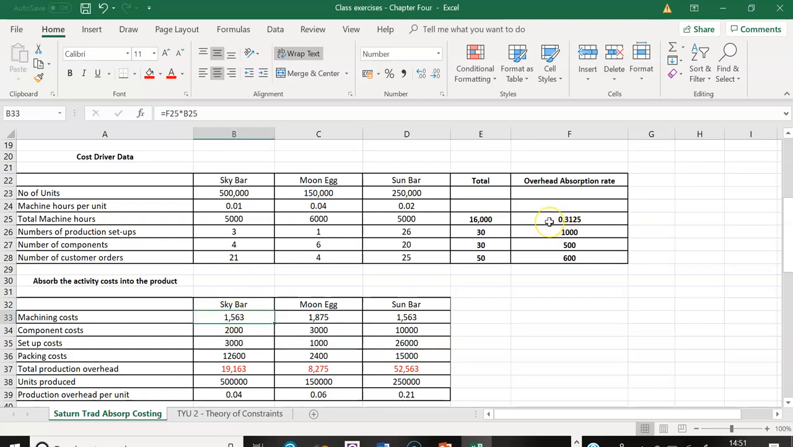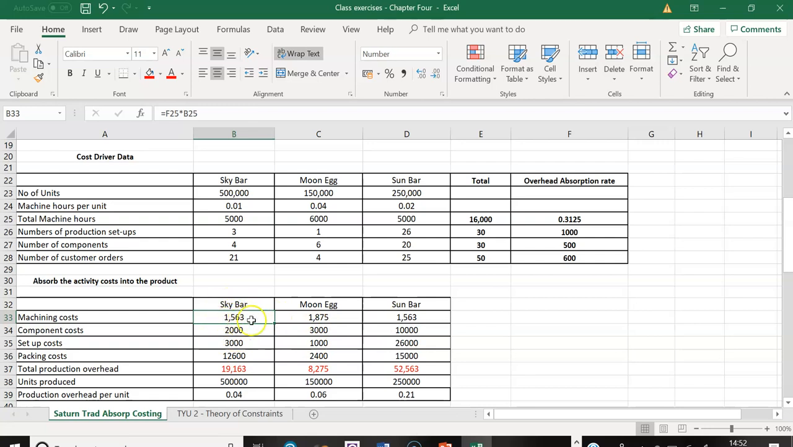If I have 0.3125 per hour, if I click on here, you can see that I have 5,000 hours. So if I have 5,000 hours in total, and I have 0.3125 per hour, I have the multiplication of both, and that gives me that 1563. You can play with that and see exactly where we're going.